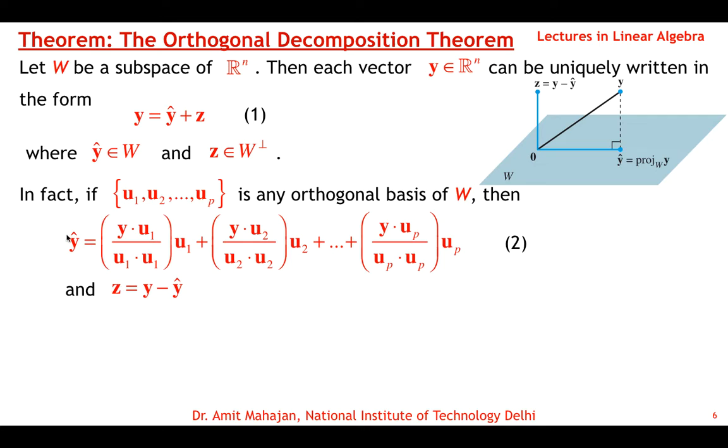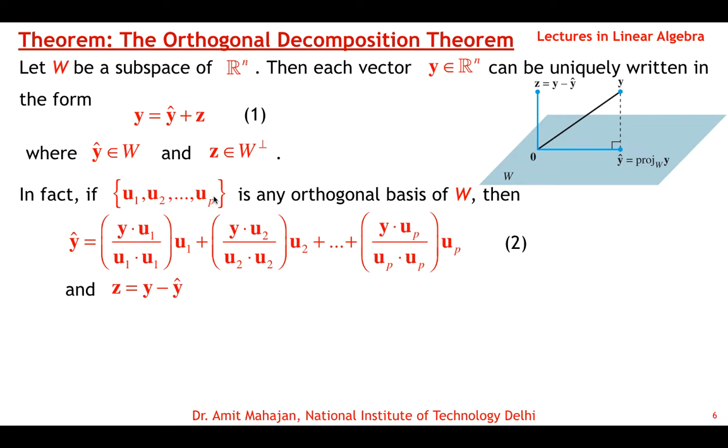And once we have y cap written as this, then z is the perpendicular vector, which can be calculated as y minus y cap, okay. So we can easily write y's projection on the W space as y cap, which is a linear combination of all the projections, okay. This, if you see, is the projection of y on u1. This is the projection of y onto u2, and this is the projection of y onto up.